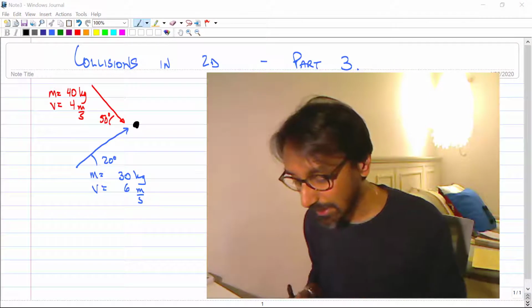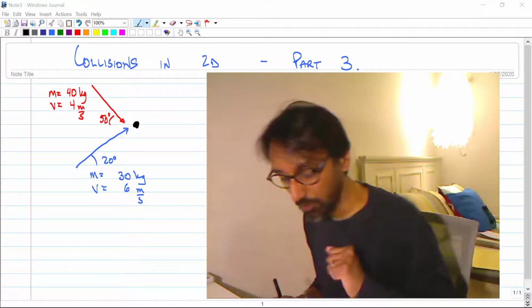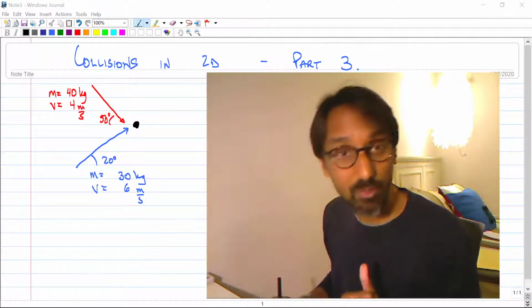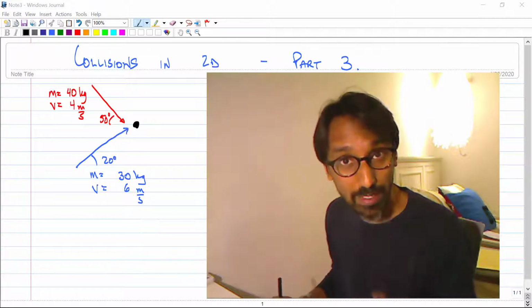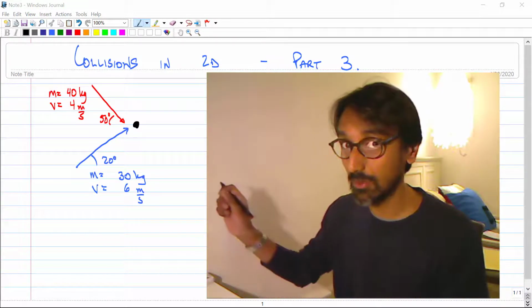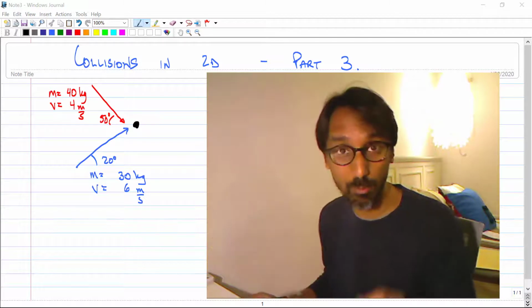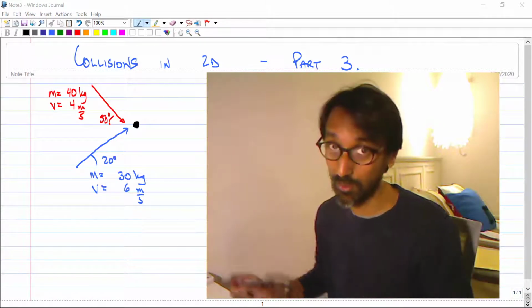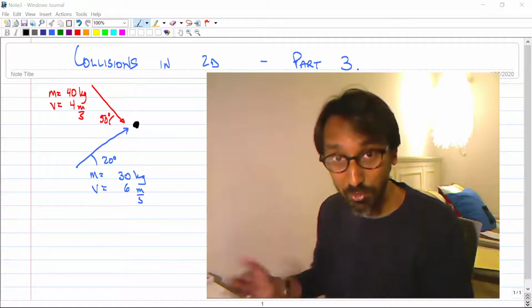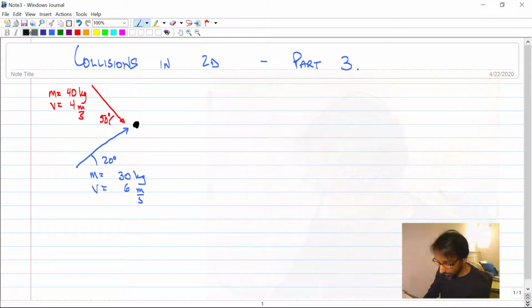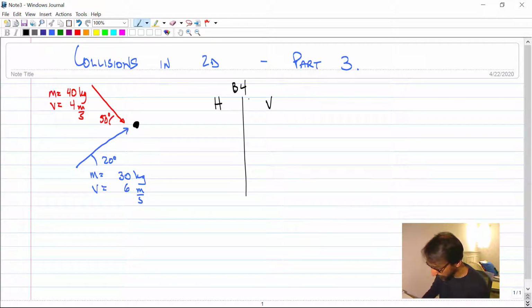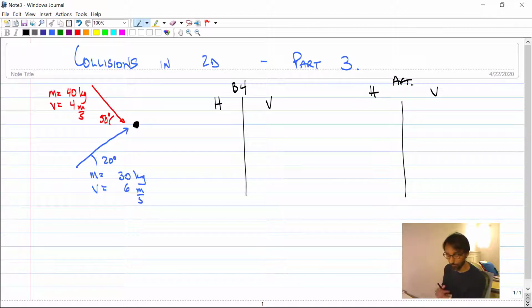The red is coming in at an angle of 50 degrees. The blue is coming in at an angle of 20 degrees. Again, the momentum horizontally has to equal the momentum after horizontally, and the momentum vertically has to be equal to the momentum after vertically. So we're going to break this up just like we've done before. We're going to put our tables together, horizontal, vertical. This is going to be before, and again, horizontal, vertical, and this is going to be after. We're going to look at the blue separate from the red, and we're going to look at how they add up.